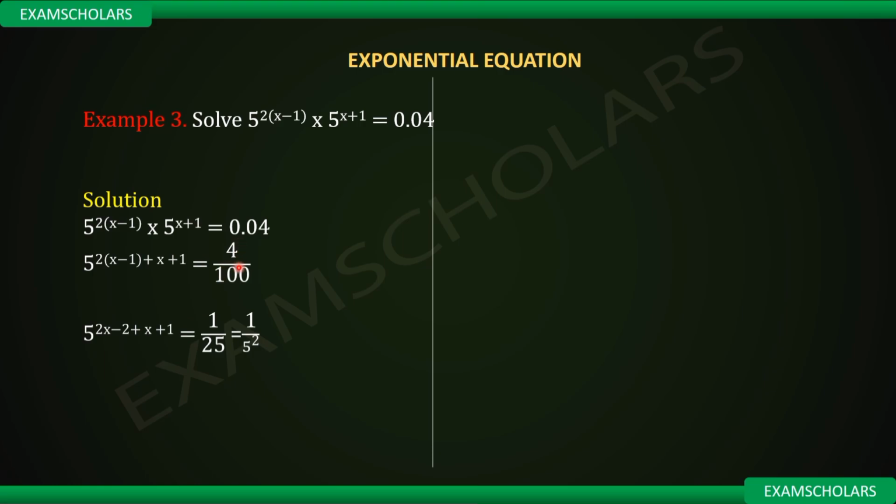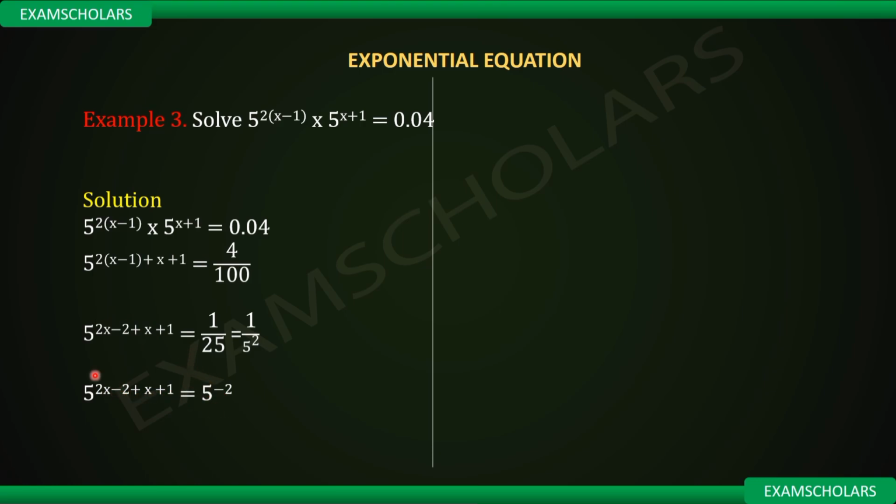This 4 over 100 has turned to 1 over 25. 4 in 4, 1. 4 in 100, 25. What is 25 itself? 5 raised to power 2, 5 square. You now have 1 over 5 square. Recall from the inverse law, 1 over 5 raised to power 2 will now be 5 raised to power minus 2. So which means that you have your left hand side 5 raised to power 2x minus 2 plus x plus 1 is equal to 5 raised to power minus 2.